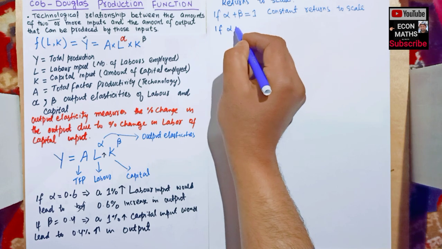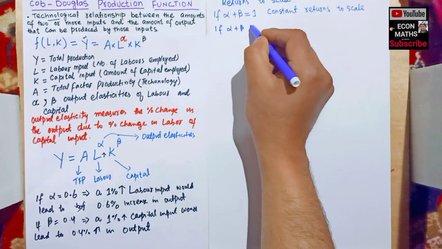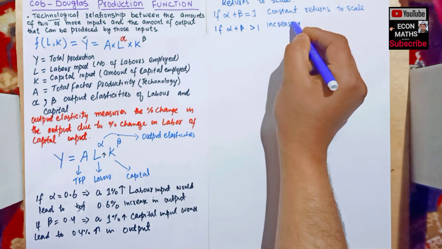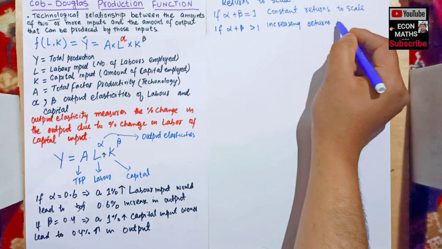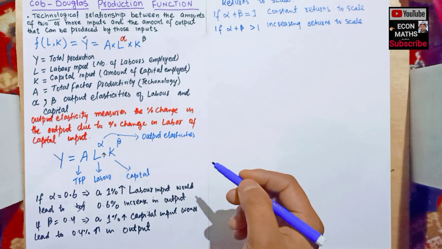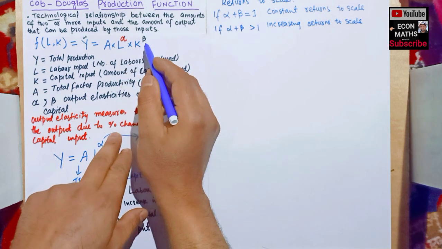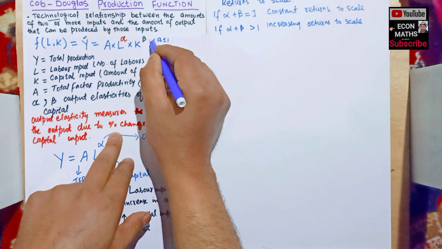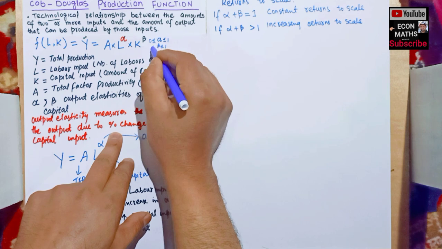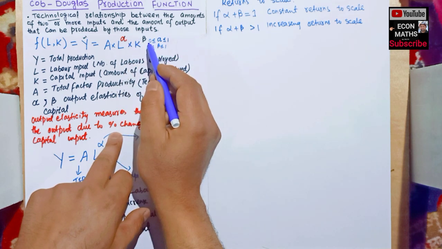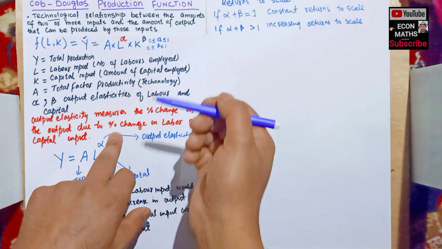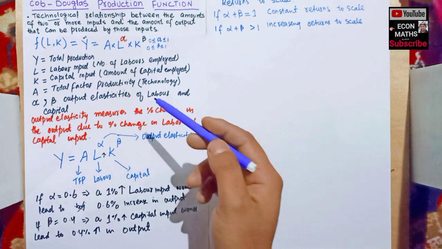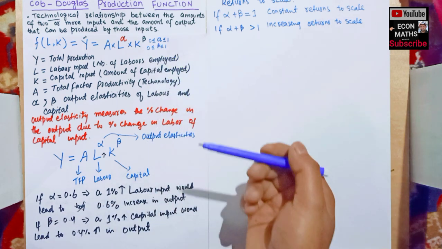If alpha plus beta is, let us say, greater than 1, then we have increasing returns to scale. Actually, I forgot something here. The value of alpha lies between 1 and 0. Similarly, the value of beta lies between 1 and 0. That is, the value of alpha cannot be less than 0 or greater than 1. Any value is accepted between 0 and 1, including 0 and 1 also. Similarly, the value of beta should lie between 0 and 1, inclusive of both 0 and 1.